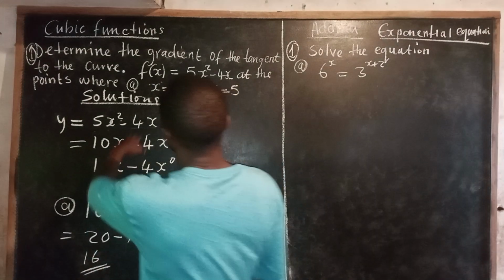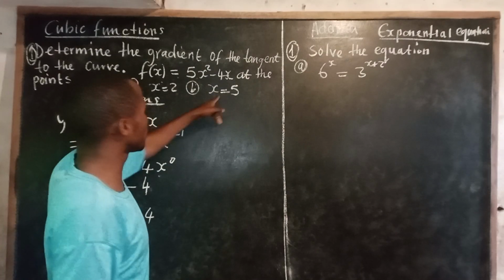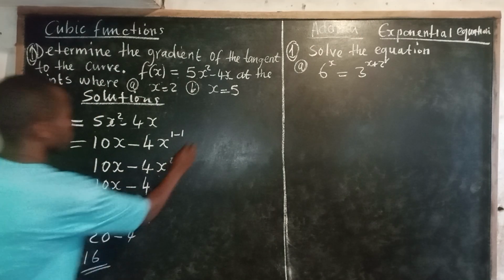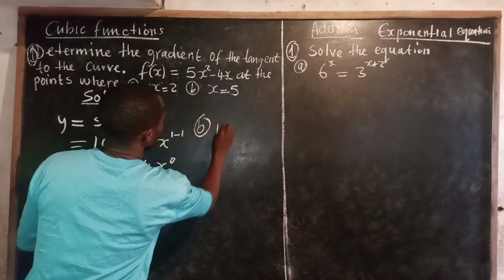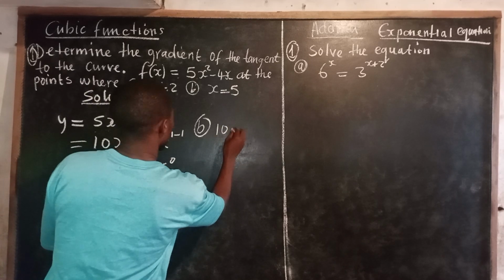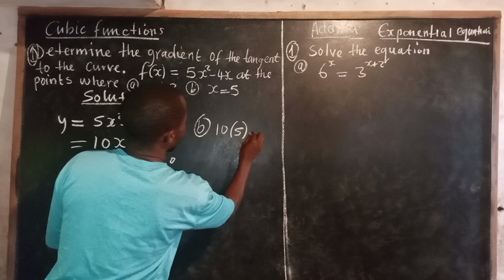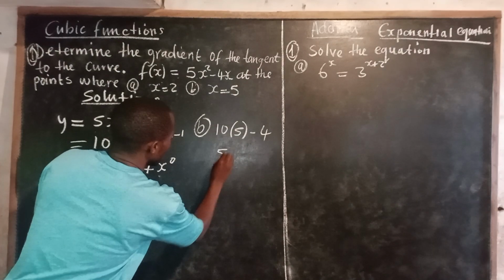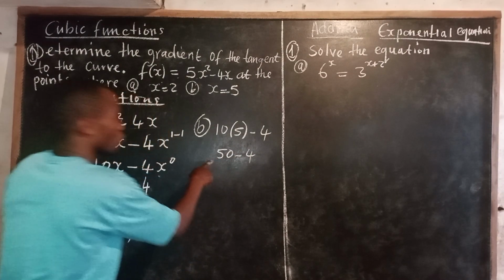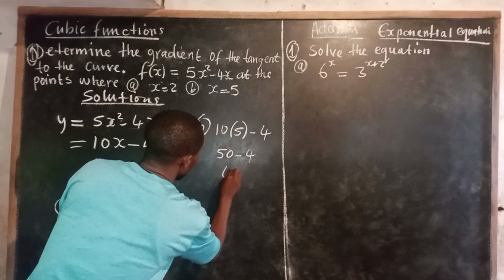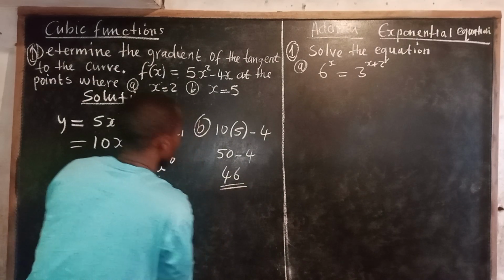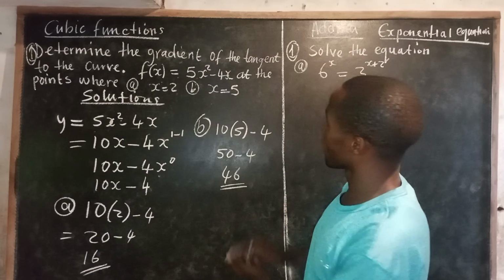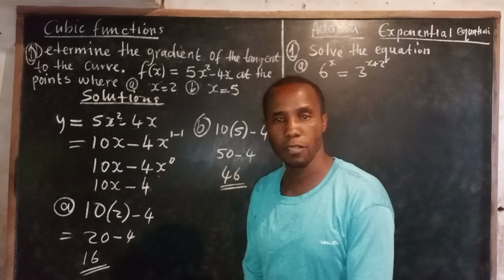Then we come to B. They are saying x is equal to 5. We use the same derivative that we have found. So we get 10 times 5 this time around, then minus 4. 10 times 5, the answer is 50, minus 4. So 50 minus 4, the answer is going to be 46. This is going to be our gradient. So that is how we answer these simple questions.